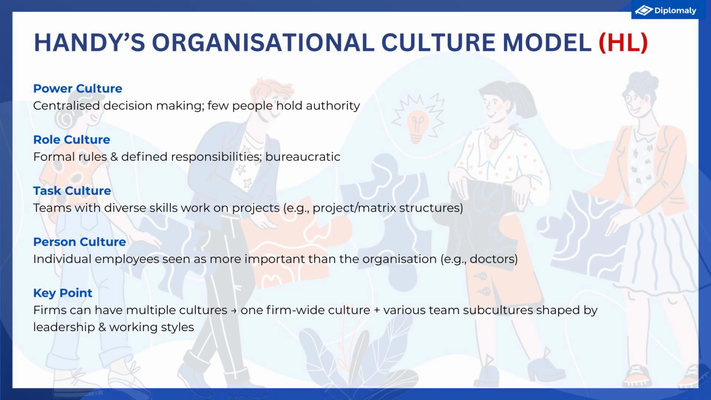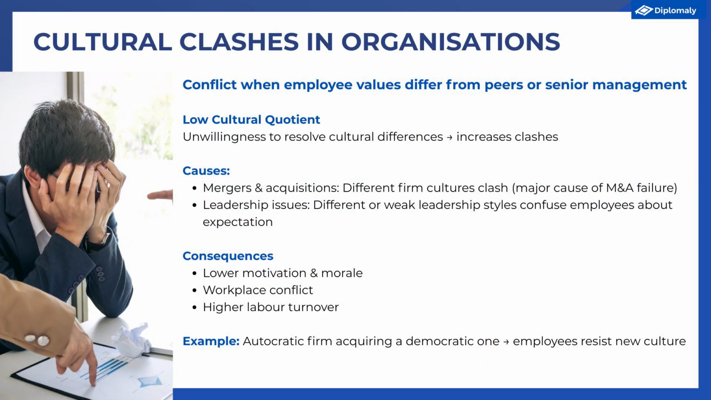There is a firm-wide culture which senior management tries to develop, but each team within the firm can also have its own subculture, which is shaped by the working styles and leadership of the individual team. However, there can also be cultural clashes, which is when the values of employees differ from that of other employees or senior management, or senior leaders of a team. Cultural clashes can occur when there is a low cultural quotient, meaning employees or leaders are unwilling to try to resolve cultural differences.